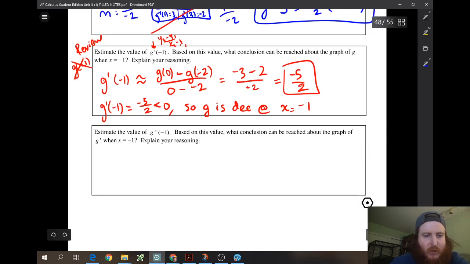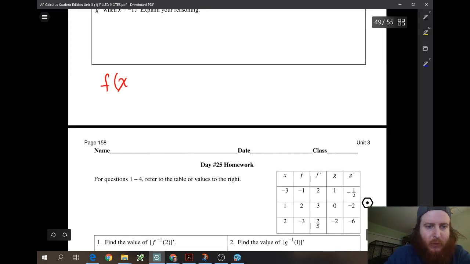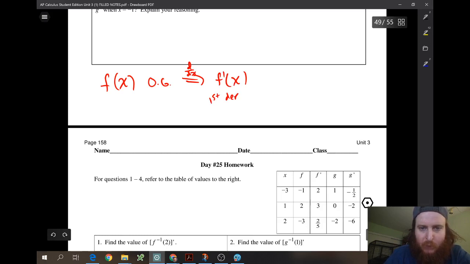All right, estimate the value of g double prime. This is a little bit tougher, and we haven't really talked about second derivatives so much, but we're going to kind of learn this one, and it's not too bad. It's just doing it, but with the first derivatives. So f of x would be our original, and if we take the derivative, we get f prime of x, which is our first derivative. And if we take the derivative of that, that gives us f double prime of x, which is our second derivative.